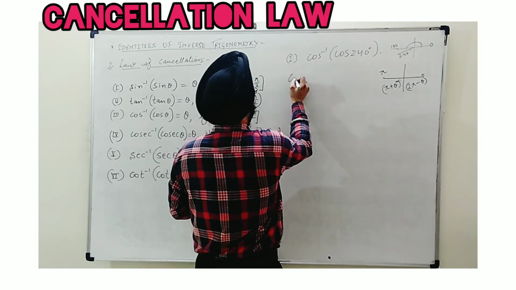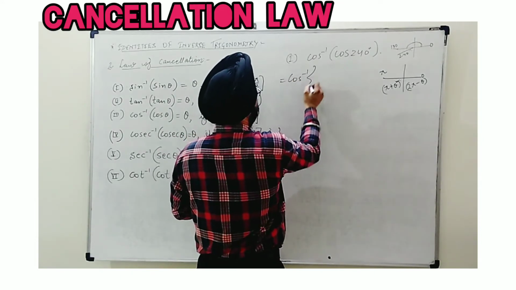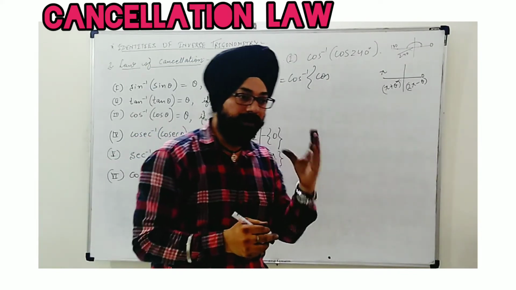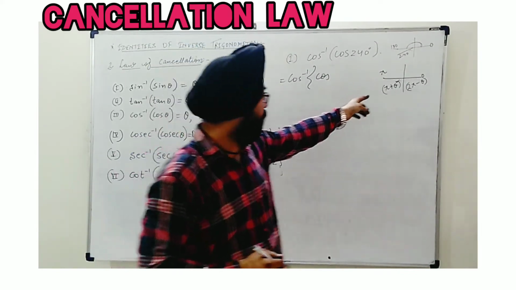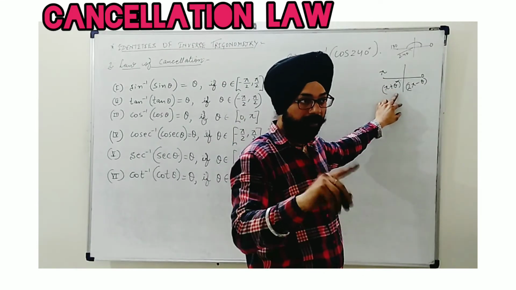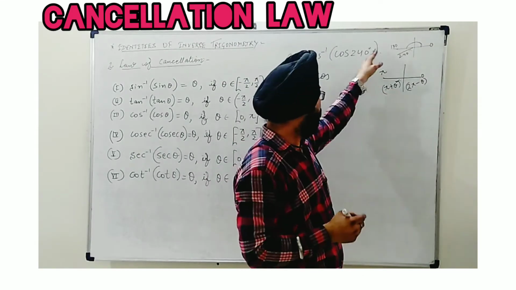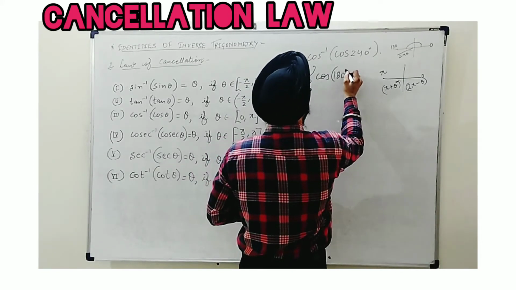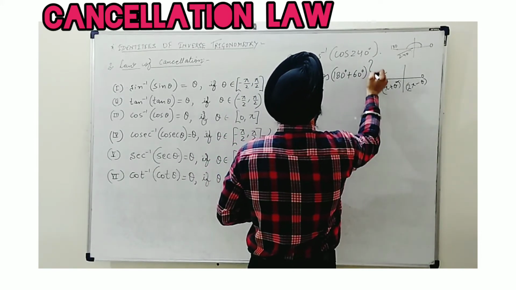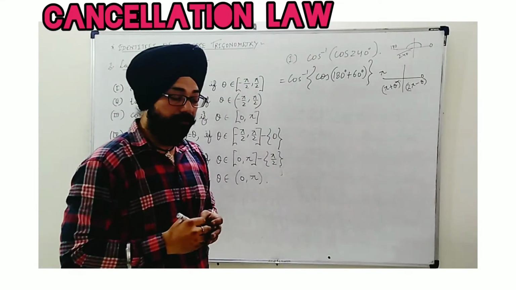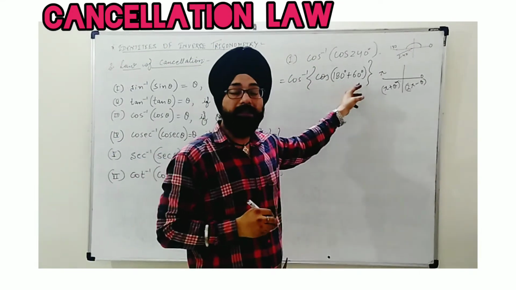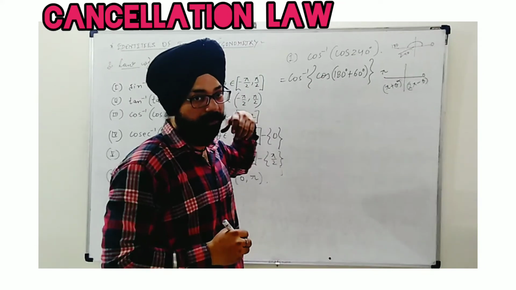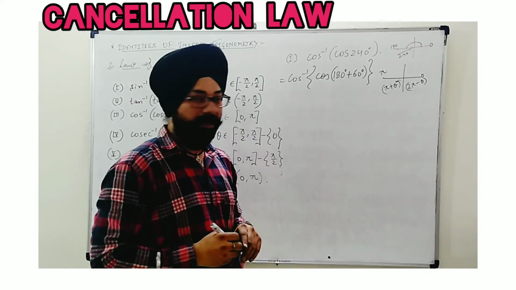Here we will write this as cos inverse cos 240 degree, which belongs to the third quadrant. In the third quadrant we will express this using pi plus something, meaning 180 plus 60 degree. So we can write 180 degree plus 60 degree. Now by the laws you must know that cos(180 plus theta) is minus cos theta, as in the third quadrant.